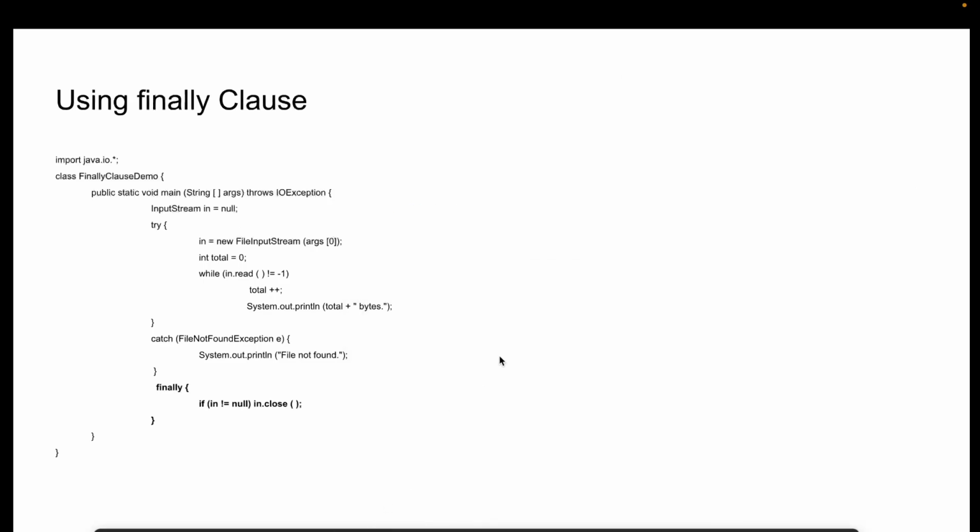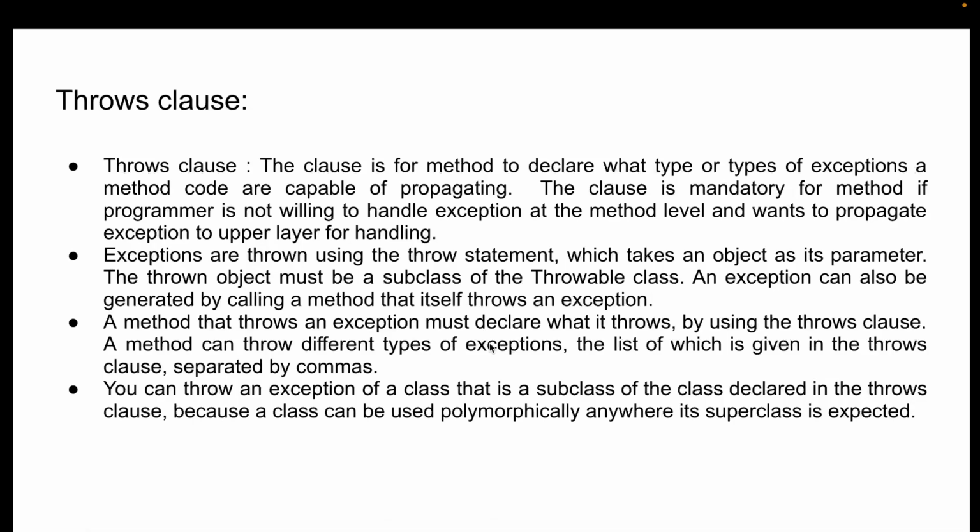Okay, so we'll see the throws clause now. There is another way of handling exceptions. This throws clause is for a method to declare what type or types of exceptions the method code is capable of propagating. This clause is mandatory for a method if the programmer is not willing to handle the exception at the method level and wants to propagate the exception to the upper layer for handling.